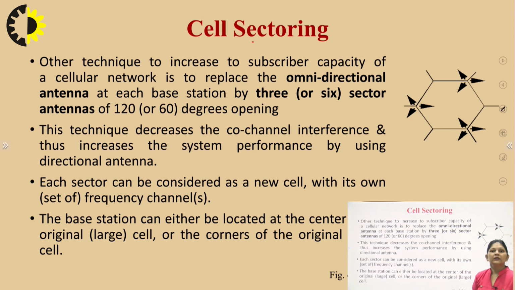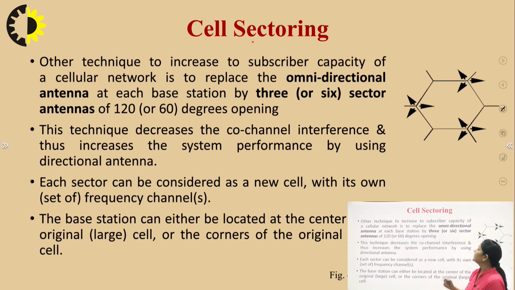Now, there is the term signal to noise ratio, or co-channel interference. What do we mean by co-channel interference? If two cells are using the same set of channels, then there will be interference between them. That is called co-channel interference. If we decrease the co-channel interference and increase the signal to noise ratio, that means the signal level is more and the noise is less, then the number of users can increase. So cell sectoring works on this technique.